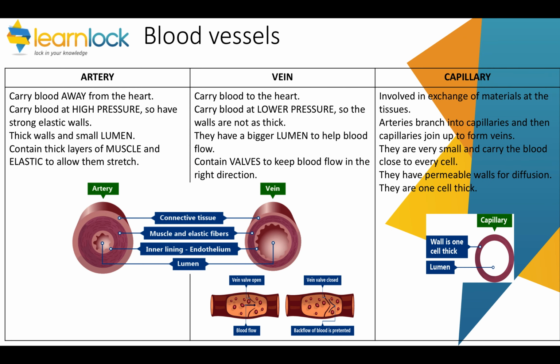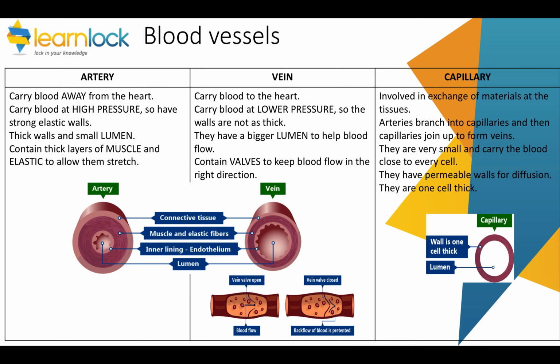The body is covered in blood vessels which transport blood around the body. You need to know the difference between them. So arteries, these carry blood away from the heart. Because they're carrying blood away from the heart, they carry blood at a higher pressure. So they've got a very thick wall and the hole inside is small. The hole is called a lumen. They also have strong elastic walls so they can carry blood at high pressure.